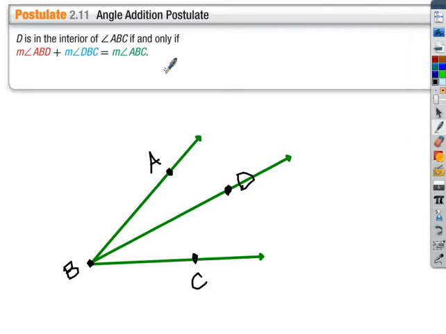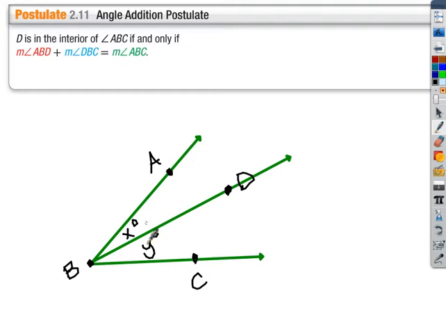Alright, so it says the measure of angle ABD. So it's saying the measure of this angle here. We don't know what it is, we can just represent it with X degrees, plus the measure of angle DBC. And I don't know what it is either, so I'm just going to label it with a different variable, Y, equals the measure of angle ABC.